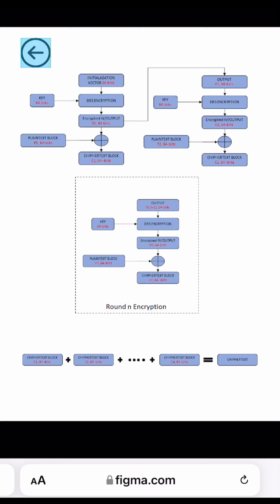The IV is also encrypted, and its output will again be XORed with the last plaintext block PN. By doing so, we get our last ciphertext block CN. To obtain the full ciphertext, we simply collect and merge all ciphertext blocks. Now we have our ciphertext ready.